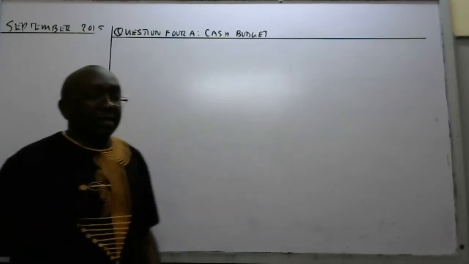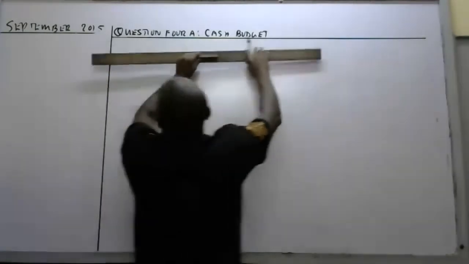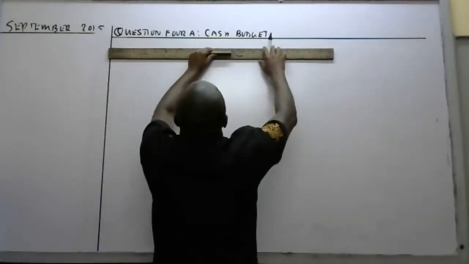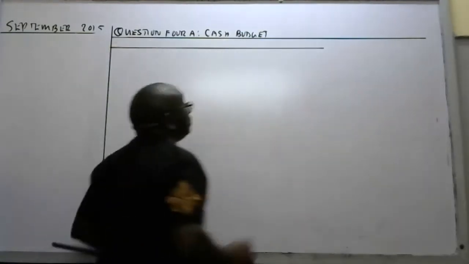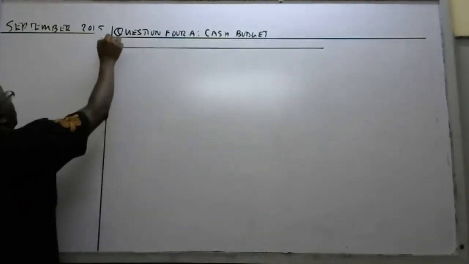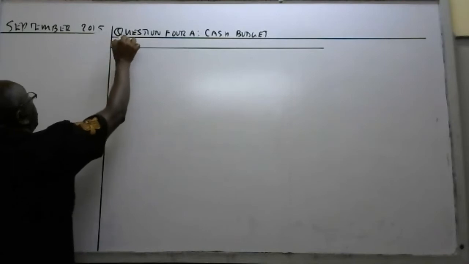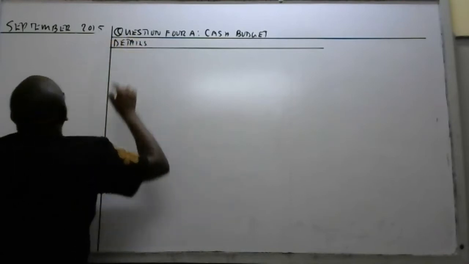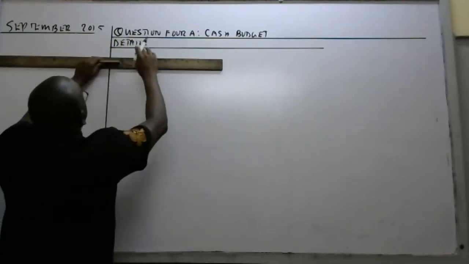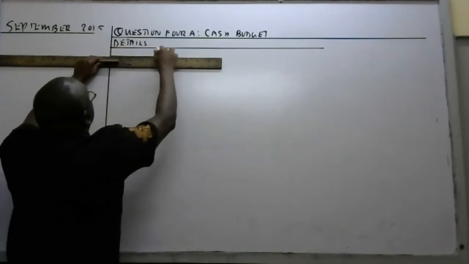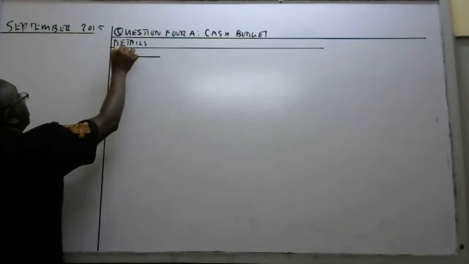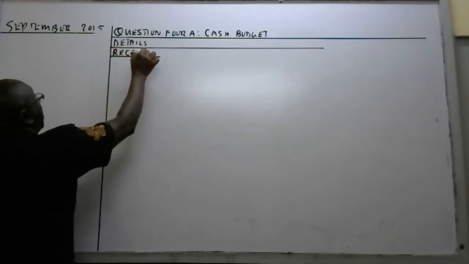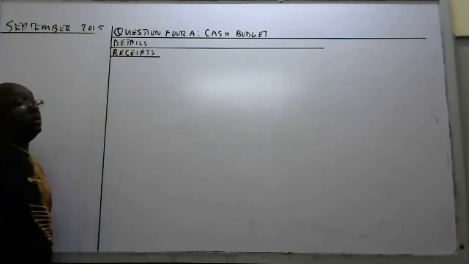So in matters of cash budget, I told you the first thing that you do is to come up here with a column we call details. And in this column of details, the first thing you bring is the receipts, where we are getting money from. Receipts.